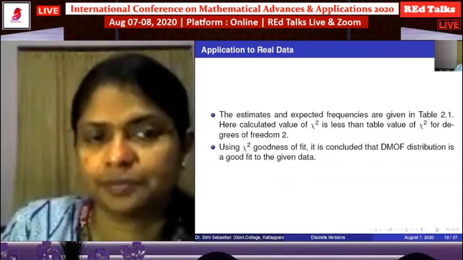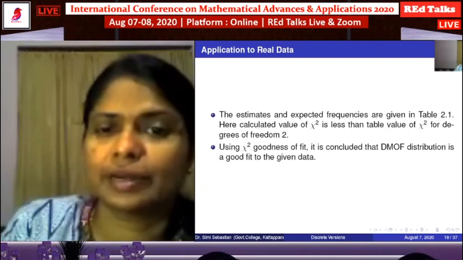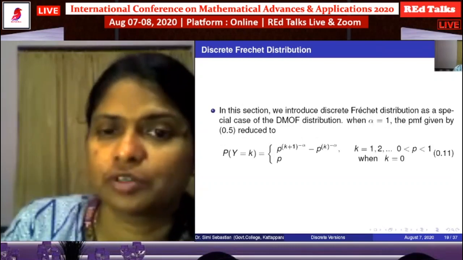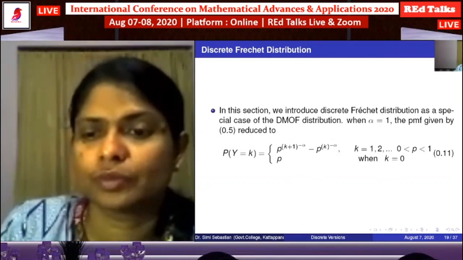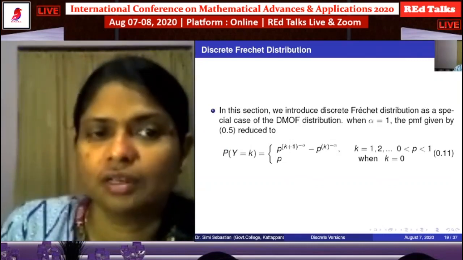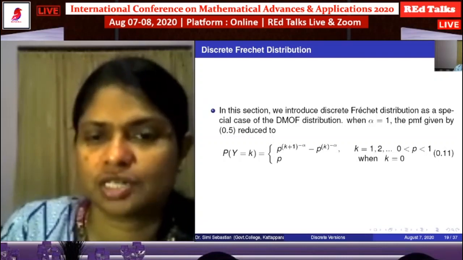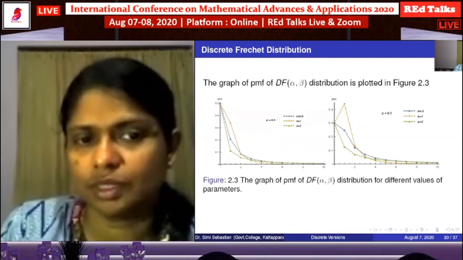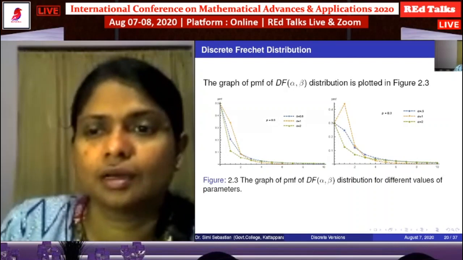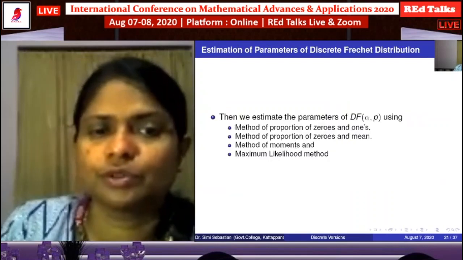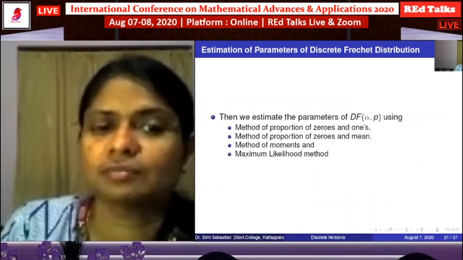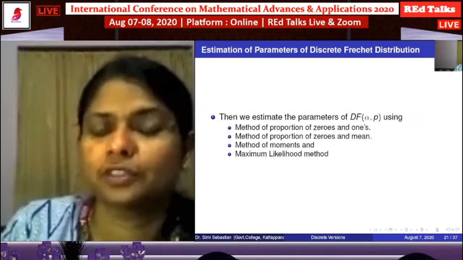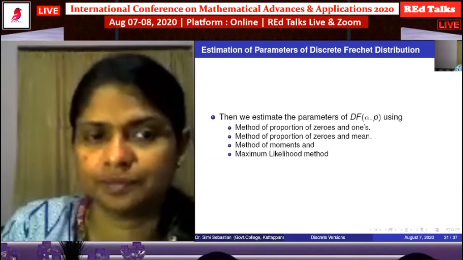Now we consider a particular case of the DMOF distribution when alpha is equal to 1. Then the PMF reduces to equation 11 and is known as the discrete Pareto distribution. Then the estimates of the parameters are proposed using different methods: method of proportion of zeros and ones, method of proportion of zeros and mean, method of moments, and MLE method.